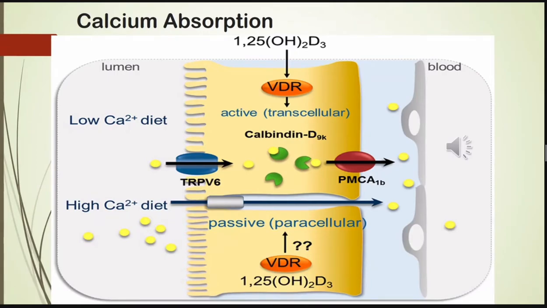If you have a high calcium diet, it is said that your calcium will actually diffuse into your blood vessels via the spaces in between the enterocytes. It is not clear if this is also affected by your vitamin D. Discussion on vitamin D will be given during your lecture on vitamins.